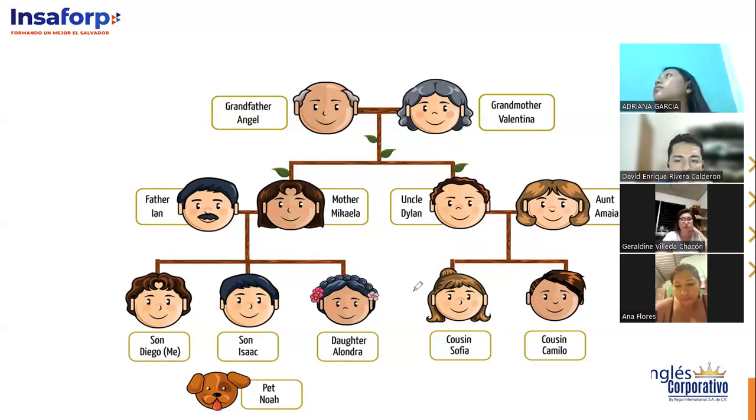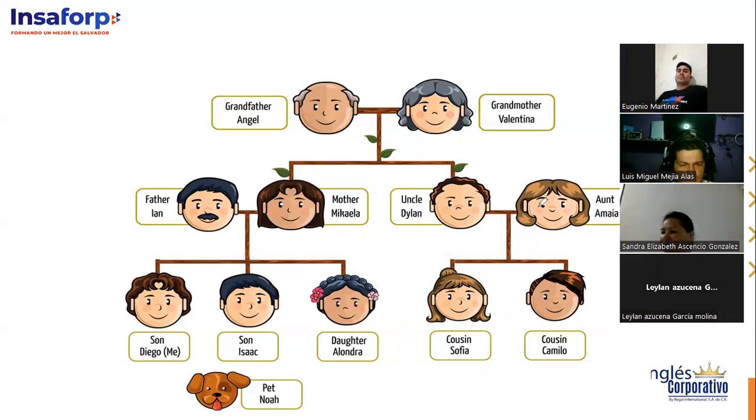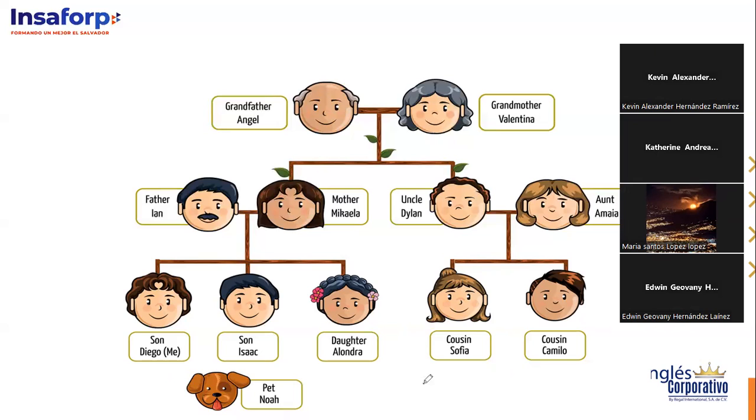David, tell me about your favorite cousin's name. Well, I have only girls. Only girls, but what is your favorite one? My favorite one is Kaplan. Okay. Thank you. Sandra, what is your pet's name? My pet's name is Zeus. Okay. Kevin, what is your pet's name? My pets' names are Mota and Suri. Okay. Mota and Suri. All right.